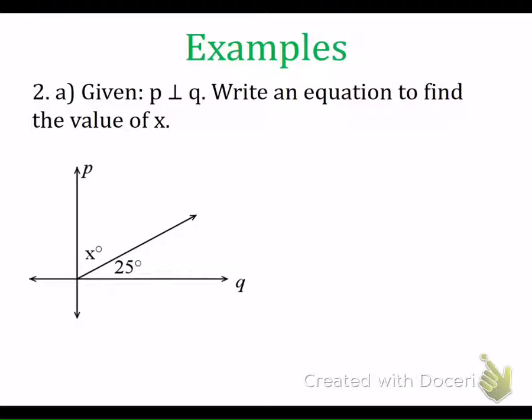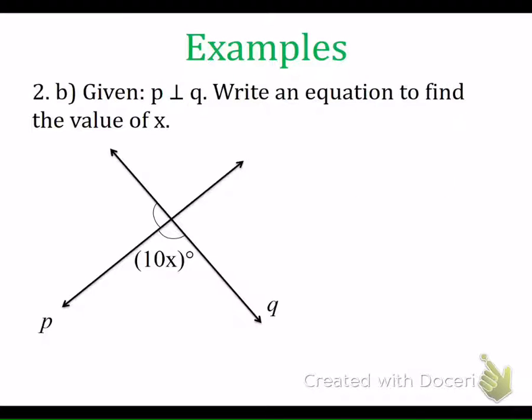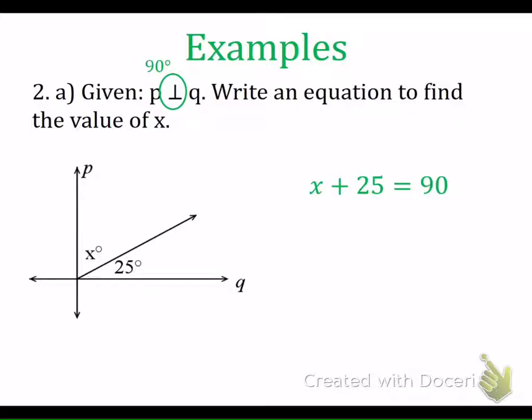Number 2. 2a says, given that line P is perpendicular to line Q, write an equation to find the value of x. So what do I know about these 2 angles if the sides of those angles are perpendicular? Yeah, they're going to add up to equal 90. I guess it doesn't say find the value of x. It just says write an equation. So we're done. You can solve it pretty quickly if you wanted.